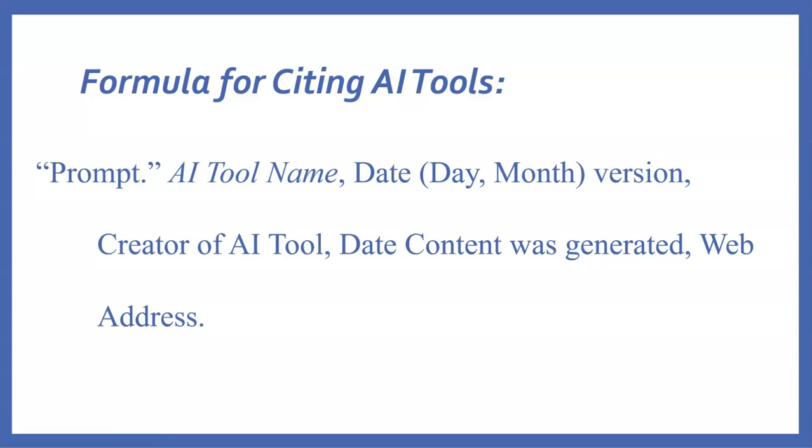After that, we'll make sure that we bring in the name of the AI tool in italics, whether it generates images or text. And then we'll bring in the day of the version if it's available. Otherwise, we'll just bring in the version name. Then we give the name of the creator of the AI tool, the date that the content was generated, and the web address. Pretty straightforward.